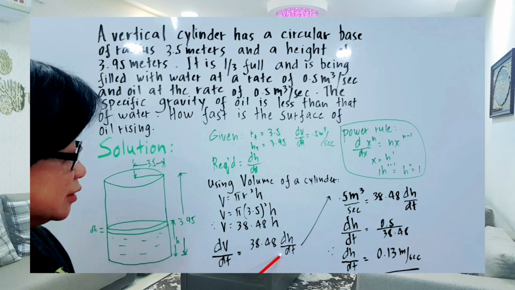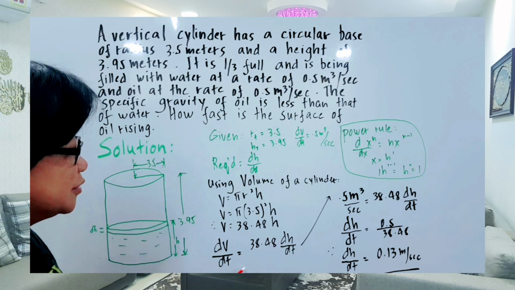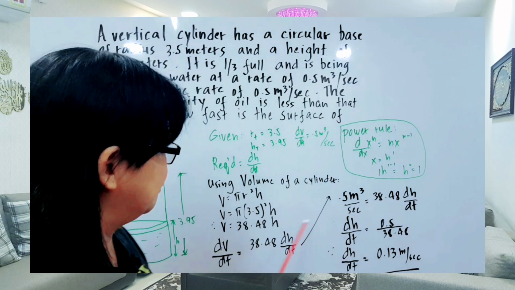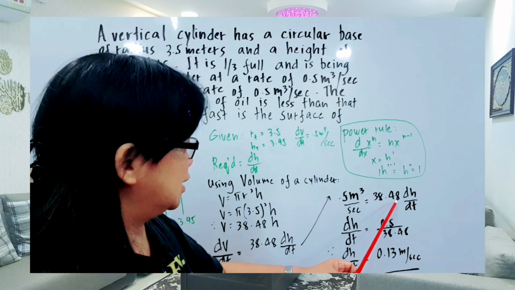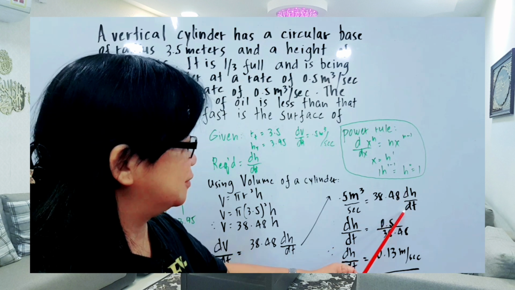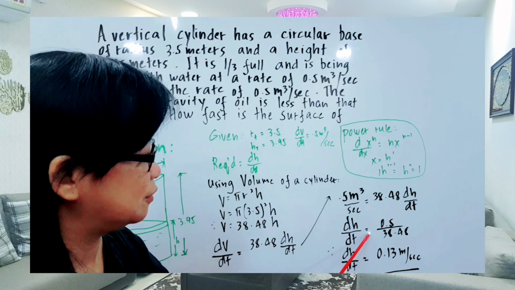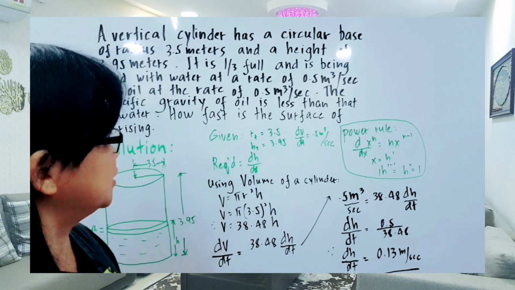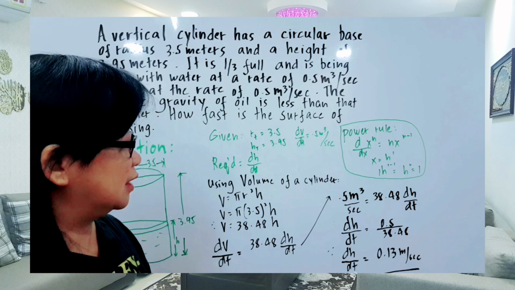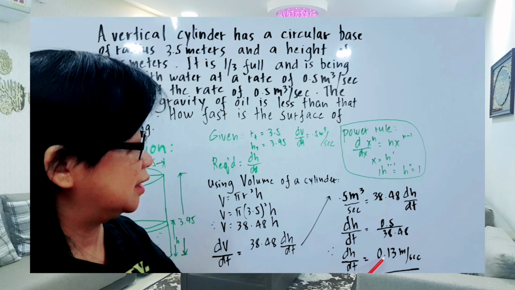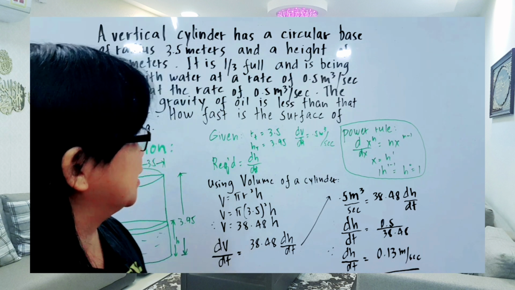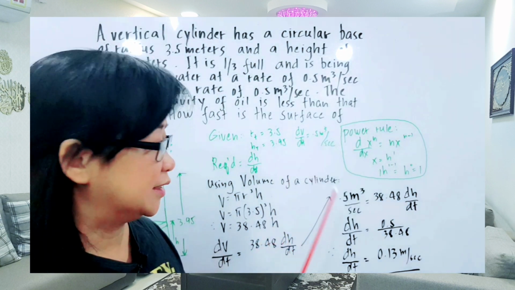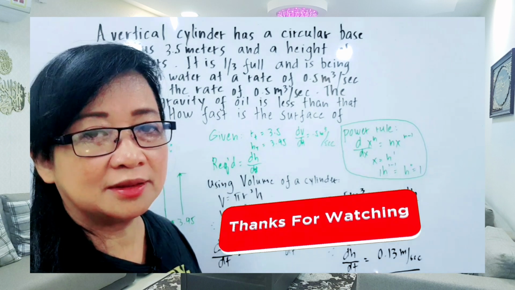So, dh, the change of height with respect to time. Therefore, substituting the values of dV dt, which is 0.5 meter cubed per second, is equal to the volume, 38.48 dh dt. The change of height over the dt, dh dt therefore is equal to 0.5 divided by 38.48. Therefore, the rate of change of the height with respect to t is equal to 0.13 meter per second. Yun ang dh dt, how fast is the surface of the oil rising. Yun yung dh dt, which is 0.13 meter per second.